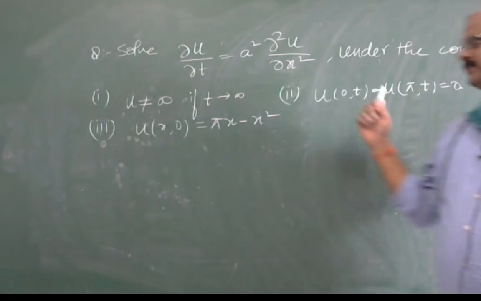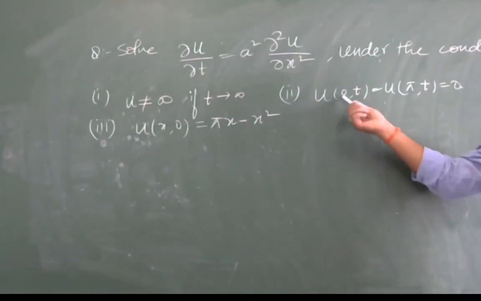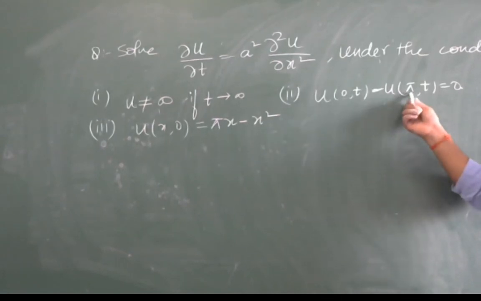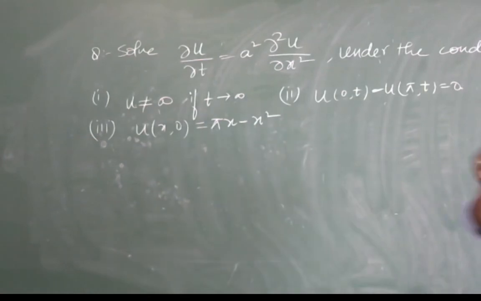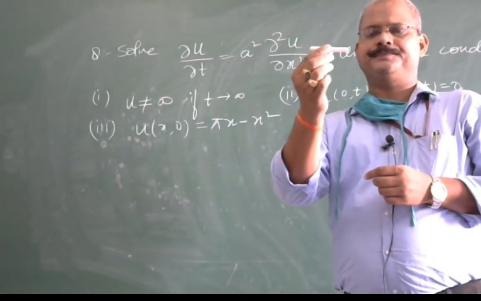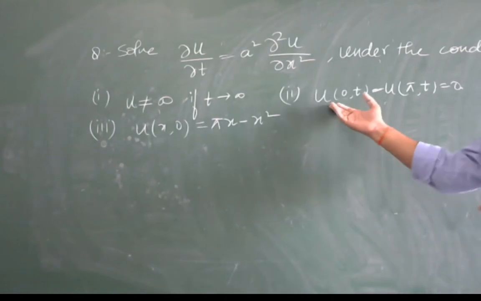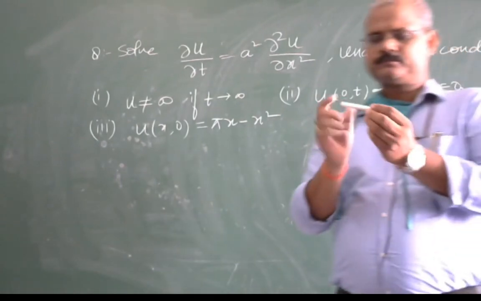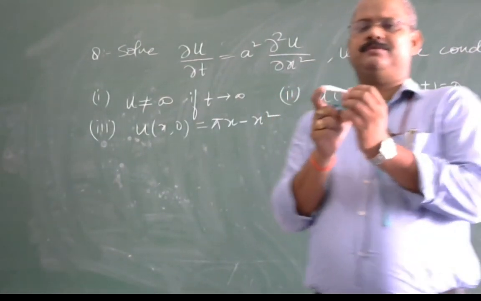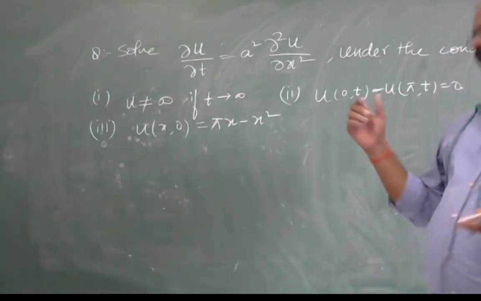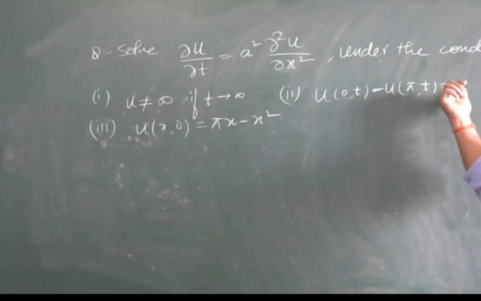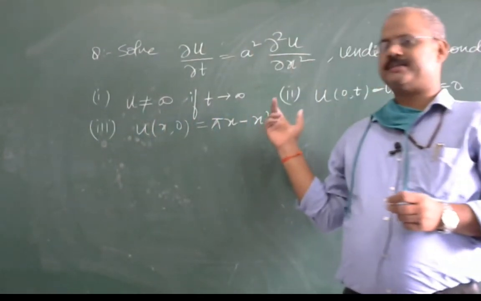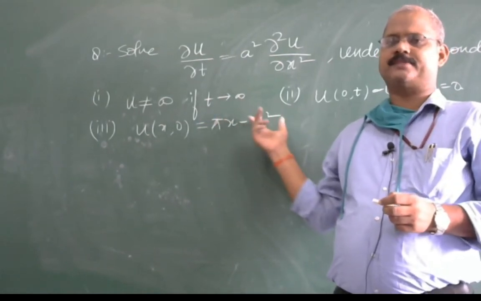And the second condition is here: u(0,t) is equal to u(pi,t). It means the length of the bar is pi. So at the first end the temperature should be 0, and at the last end, at length x equal to L, it should also be kept at 0. And the third one is u(x,0) is equal to pi x minus x square.